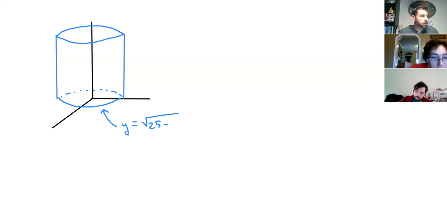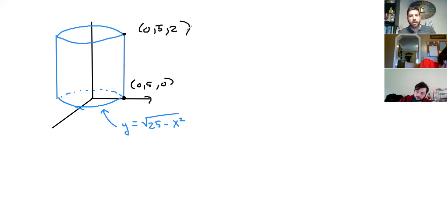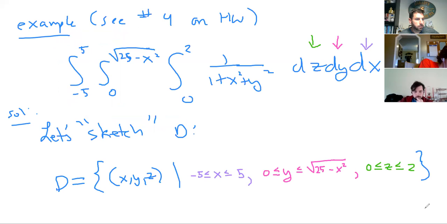Let me make that a little cleaner. If you need some more assistance, this is the point. Let me use black, make it a little more clear. What is this point right here? Well, this is the point 0, 5, 0. This point right here would be 0, 5, and how far up does z go? It goes to 2. Clearly, this is not to scale. What is this point? Well, this is on my x-axis, so this point is 5, 0, 0. So this is, in fact, a cylinder. Again, not to scale.